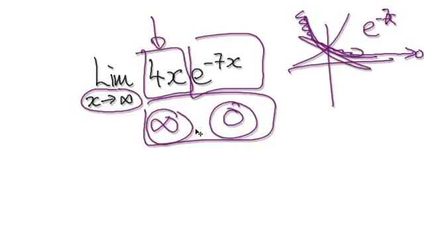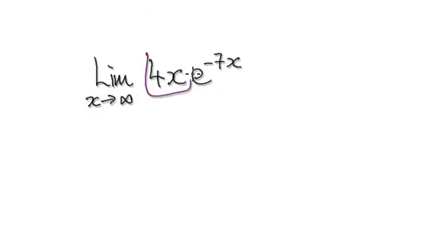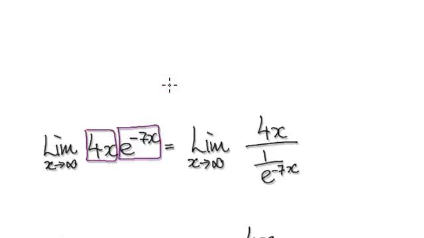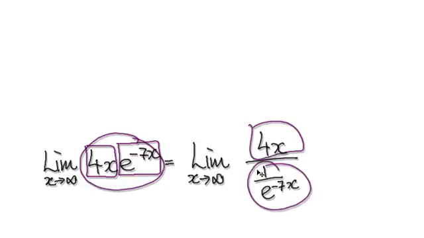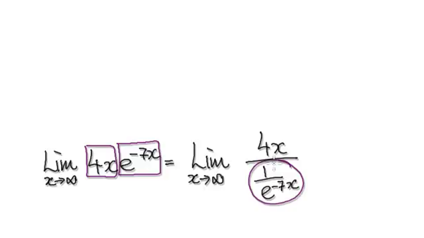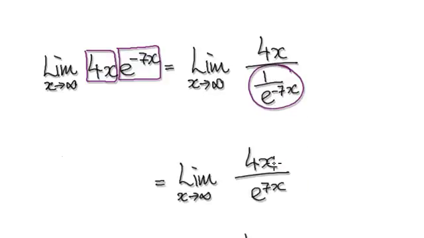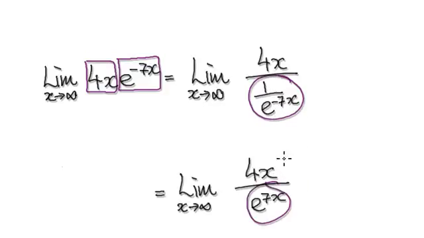Whenever you have a product, you can always rewrite it as a fraction. So rewrite this thing here as a fraction. Rewrite it as this. So this thing here is actually this thing here. So this is exactly the same as this.